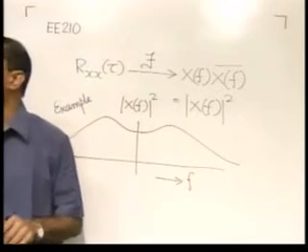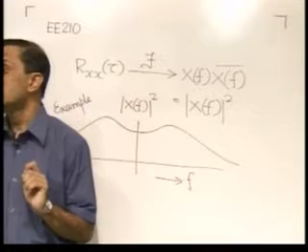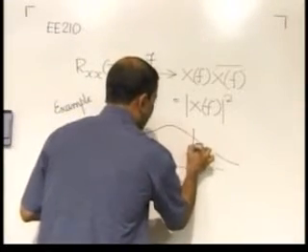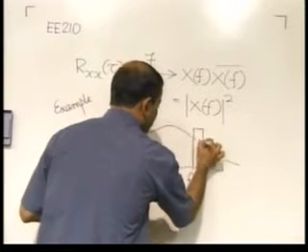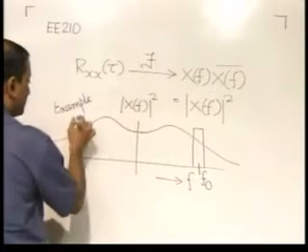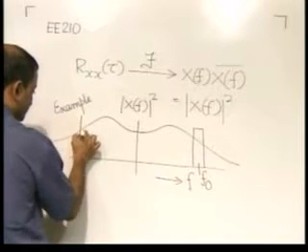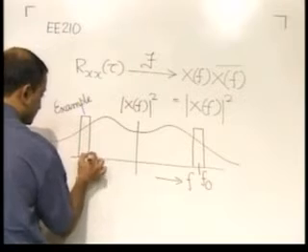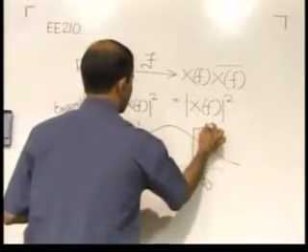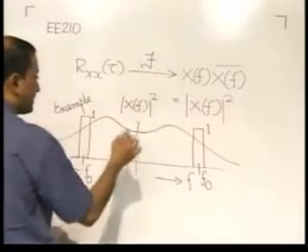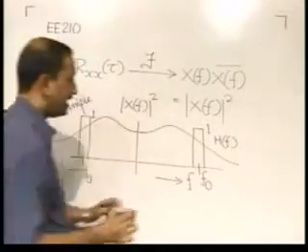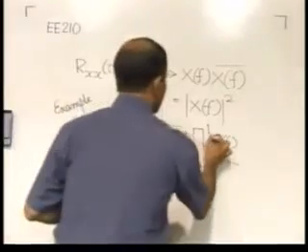Now let's look at another function h(t) whose Fourier transform is just a narrow pulse around f equal to f0, and of course symmetrically on the other side, minus f0. So we'll assume that this is the Fourier transform H(f), and therefore mod H(f) squared is also this.